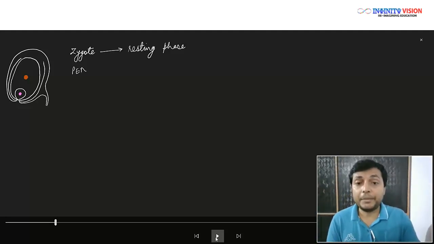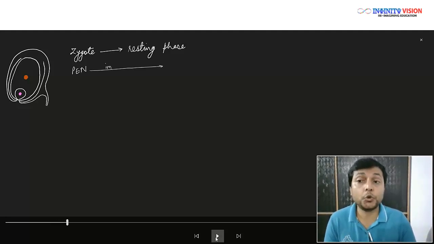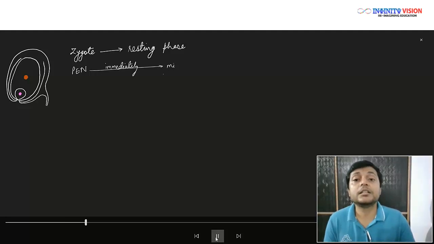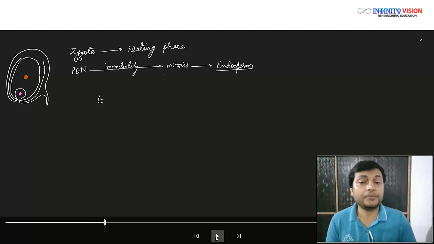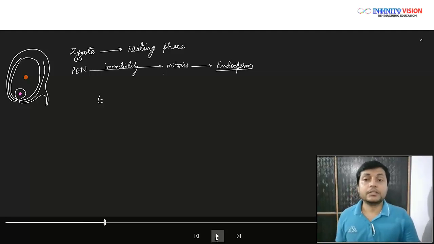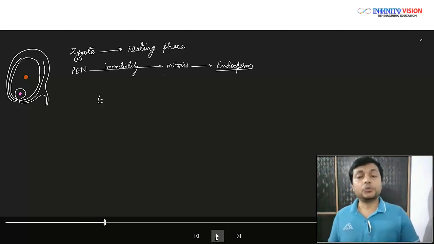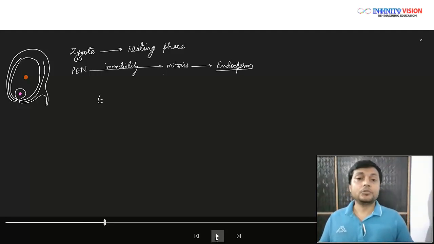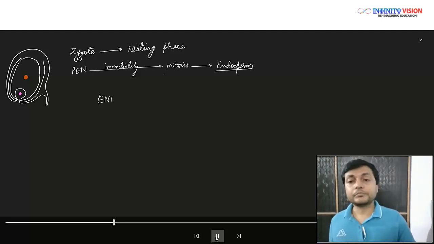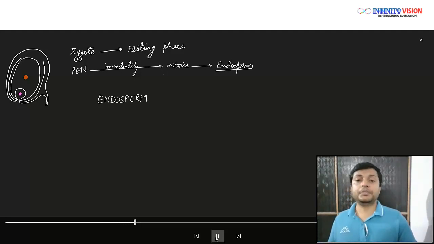However, the PEN or primary endosperm nucleus does not go into the resting phase, and it immediately starts to develop into endosperm by the process of mitosis. So the nucleus of PEN undergoes mitotic division to form endosperm. Okay, great. So let's see what endosperm is.